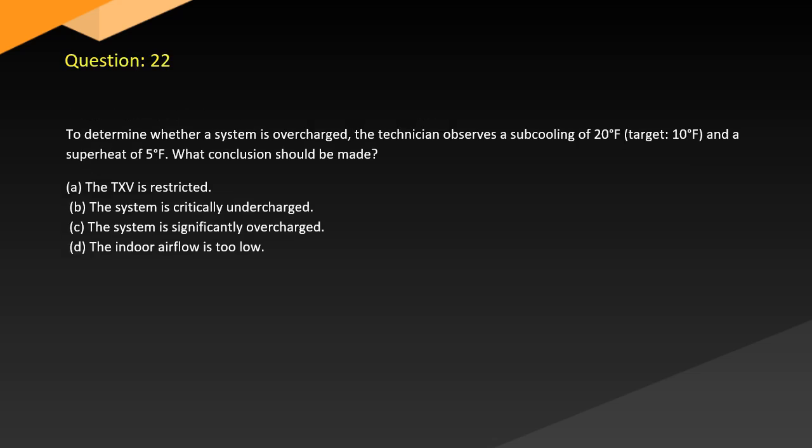Question 22. To determine whether a system is overcharged, the technician observes a subcooling of 20, target 10, and superheat of 5. What conclusion should be made? A. The TXV is restricted. B. The system is critically undercharged. C. The system is significantly overcharged. D. The indoor airflow is too low.